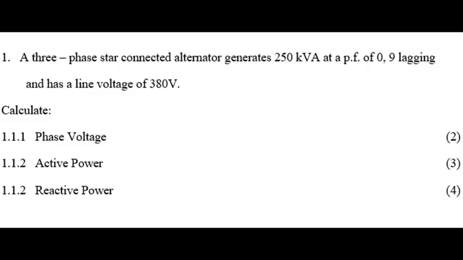A three-phase connected alternator generates 250 kVA at a power factor of 0.9 lagging and has a line voltage of 380 volts. Calculate these questions, pause the video, and then see the solutions.